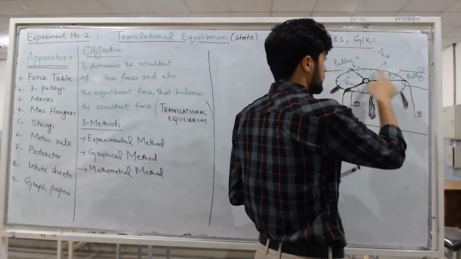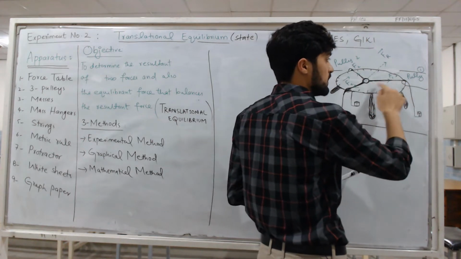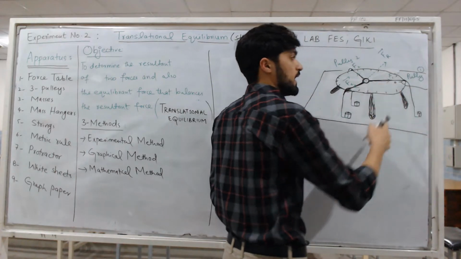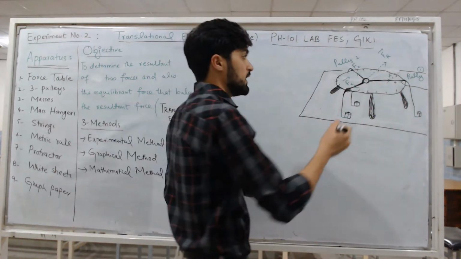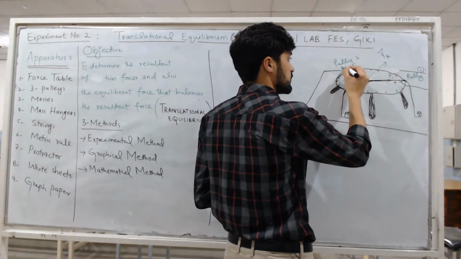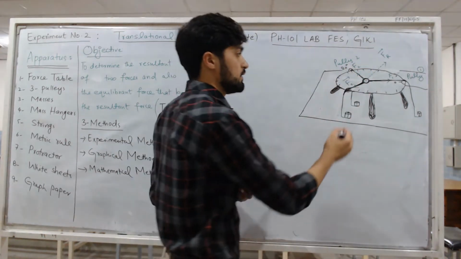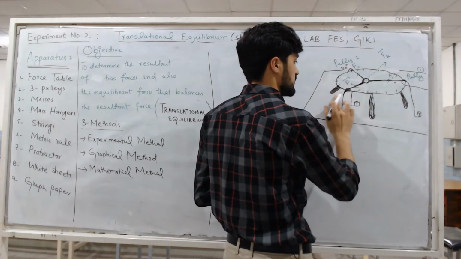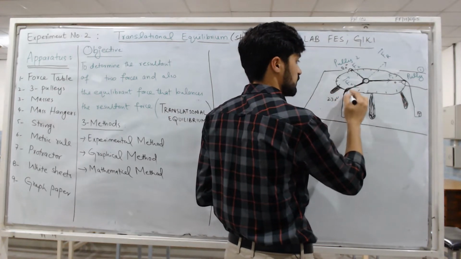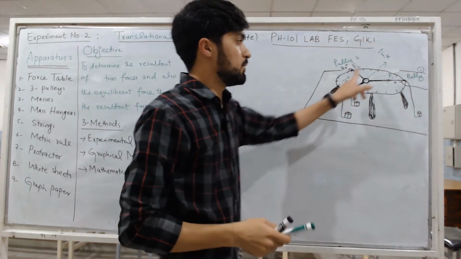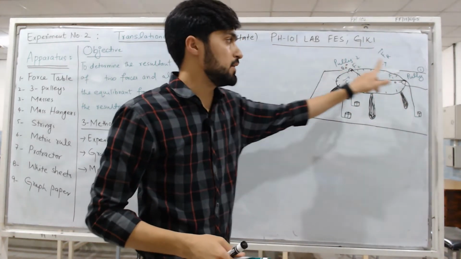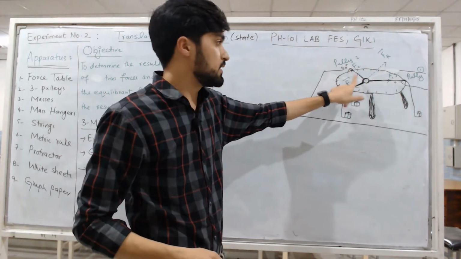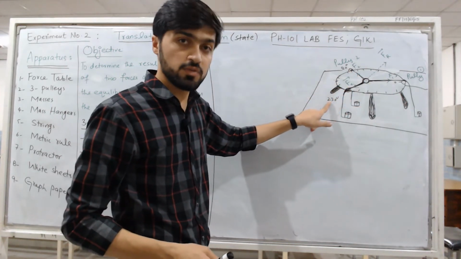Experimentally, on the degree scale, let F1 be at 0 degrees. Let's say F2 is at 120 degrees, and the equilibrium force is at 230 degrees. Looking at the table, we can easily say experimentally that F1 is at 0 degrees, F2 is acting at 120 degrees, and F equilibrium is acting at 230 degrees.